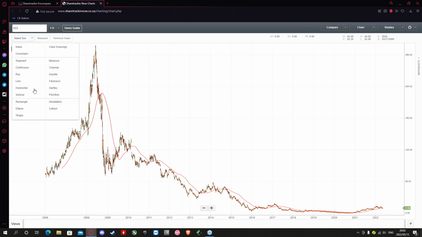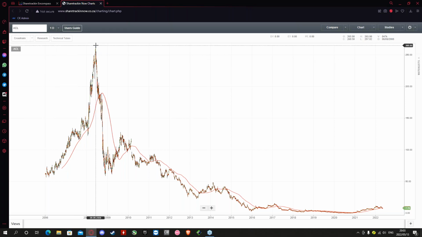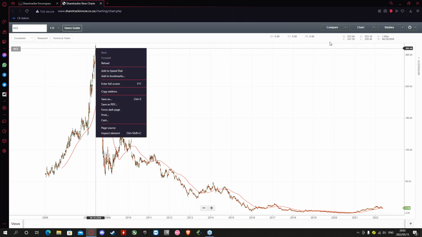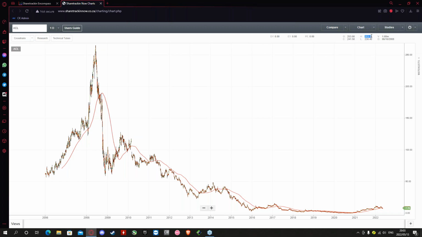Okay, so if I take my crosshair, the crosshair way over here, the highest price that this share ever reached was 253 rand and 10 cents, and it's currently trading at 7 rand and 76 cents. Okay, so that's the current price. So the share has fallen by 98% since its highest point in history.